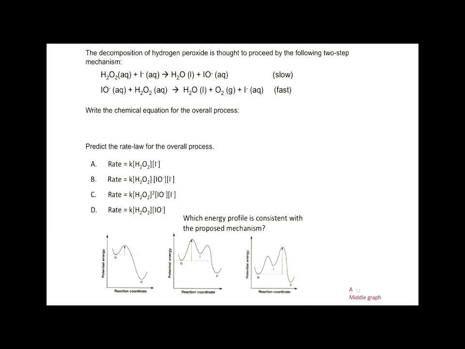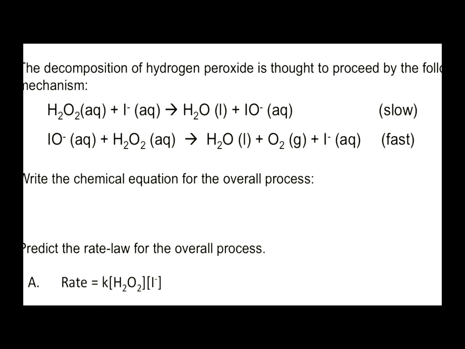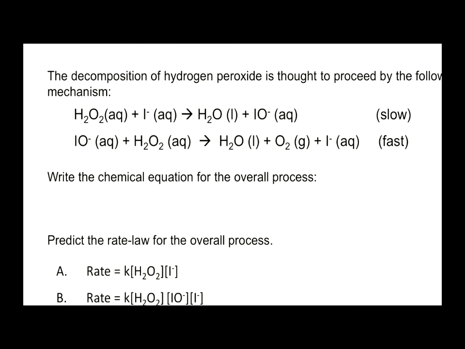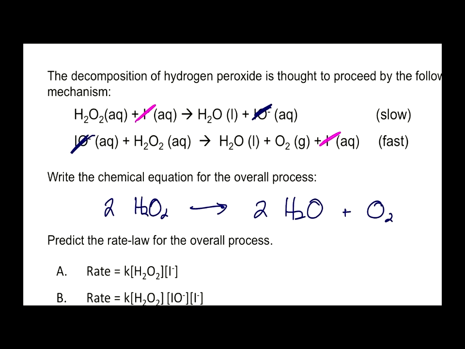Okay, so let's do another one. Decomposition of hydrogen peroxide. What's the overall chemical equation? So again, treat it like Hess's law, see what we can remove here. So what cancels? What can cancel from these reactions? IO minus, yep, that cancels. And what else? I minus can also cancel, yep. So then we add those two things up. So we see two H2O2s, that's peroxide, gives us 2 waters and 1 oxygen. And we see that it is balanced.